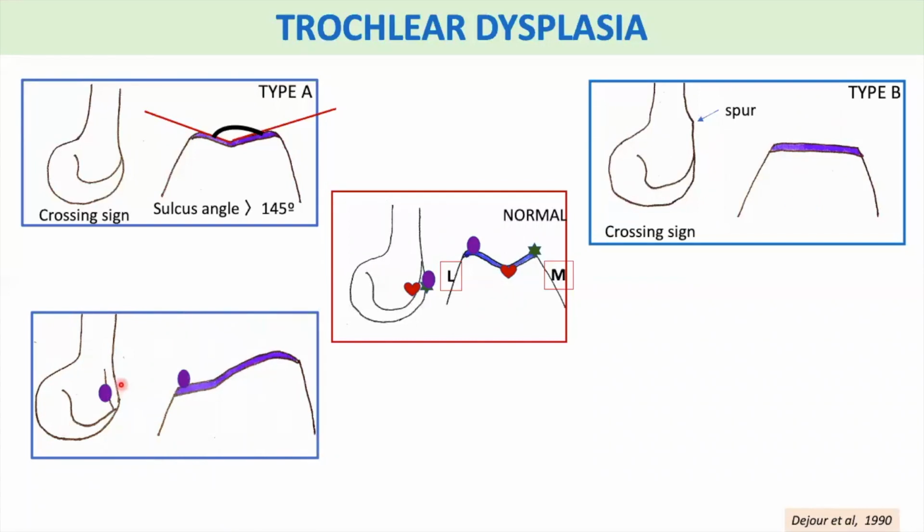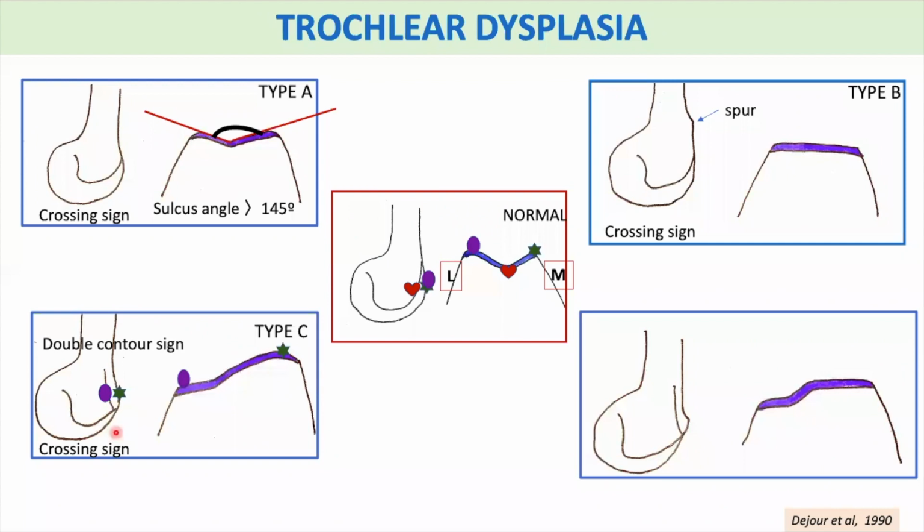On top of that, this is the lateral femoral condyle. This looks way posterior. That is because of the hypoplastic lateral condyle. So this, of course, is not going to prevent the lateral subluxation. This is again not desirable. This is called the double contour sign. This is for the lateral femoral condyle and this is for the medial femoral condyle. Crossing sign, of course, is present. This is type C. In type D, again, crossing sign is present. Spur is present. The spur again pushes the patella laterally.